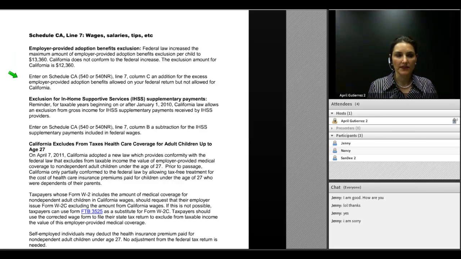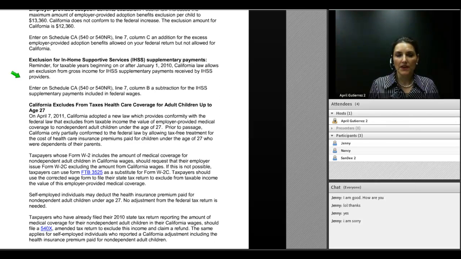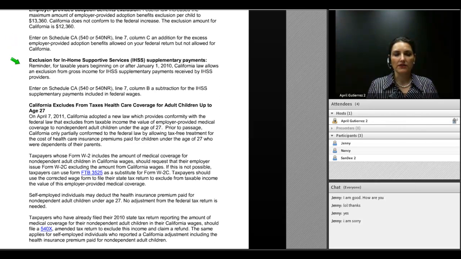That's a $1,000 difference. So if you have an employer who paid for your adoption expenses for you, that employer is allowed to exclude up to $13,360 of adoption assistance provided to an employee. That means it's allowed to pay for those expenses, and it's not income to the employee. But if those expenses exceeded $12,360, then California will want you to enter an adjustment on the California return in the form of an addition, and the maximum amount of the addition is $1,000.